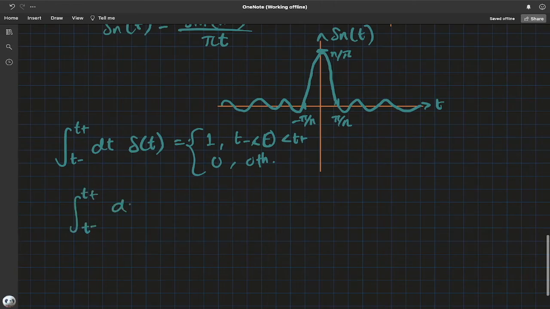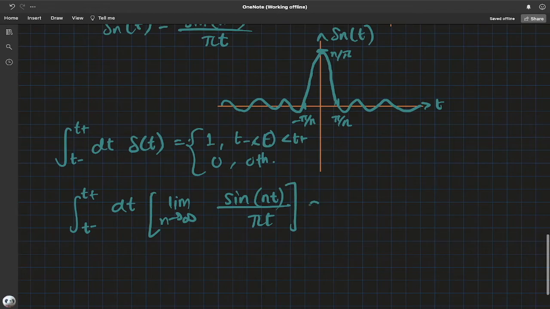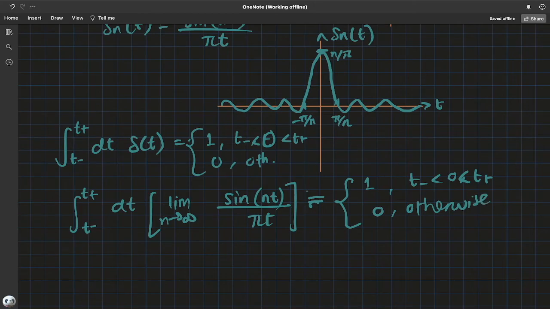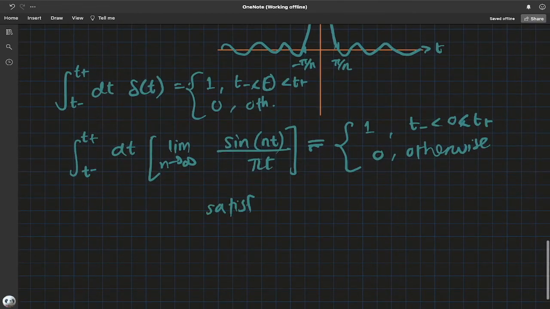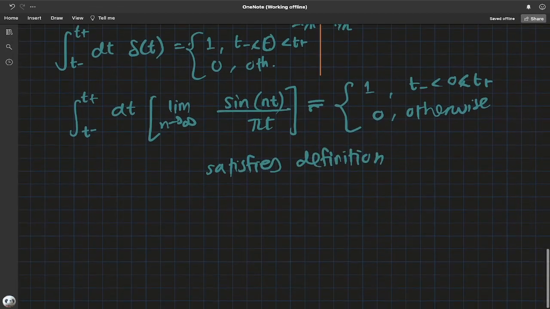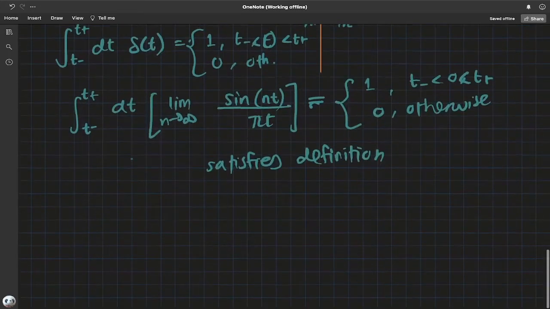And if you do this for our case, say the integral dt, limit n goes to infinity, sine nt over pi t. Well, you're going to get just 1 when 0 is in the range and 0 otherwise. So since it clearly satisfies the definition, this is a delta sequence. This delta sub n is a delta sequence.